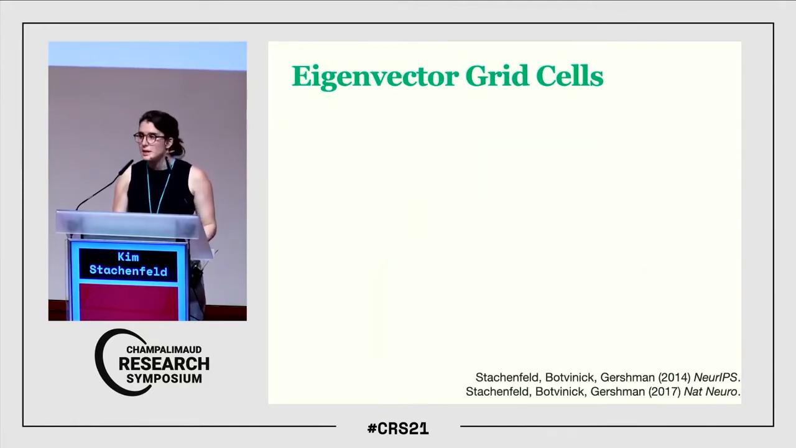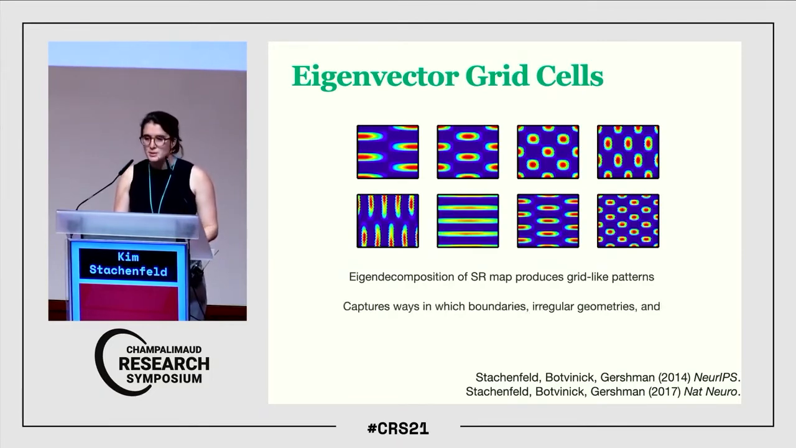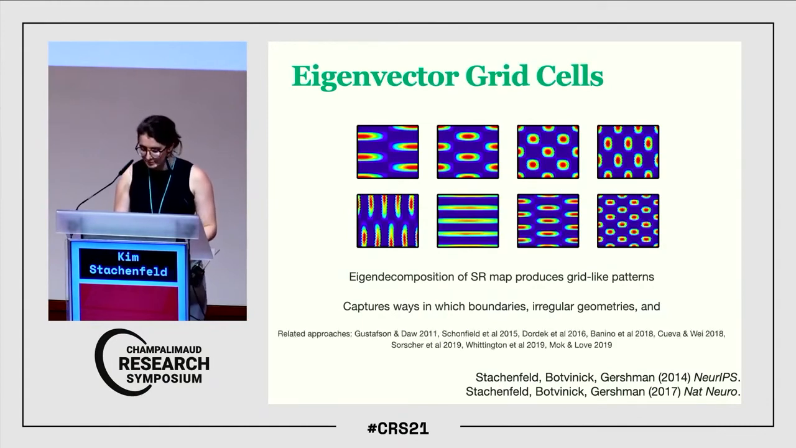So if we look at the eigenvectors for not a 1D environment, but for a 2D environment, we get these grid-like patterns, which in a lot of ways are similar to grid cells. This was one of the reasons at first that we wanted to use this as a model of grid cells. Like, oh, wow, they look kind of grid-like. And because this model is anchored to the transition structure of the environment, to how states predict each other rather than spatial coordinates, it can predict some of the ways in which boundaries and irregular geometries alter the firing of grid cells.